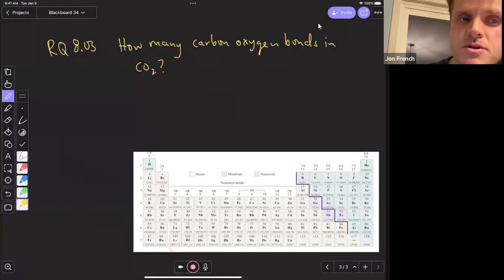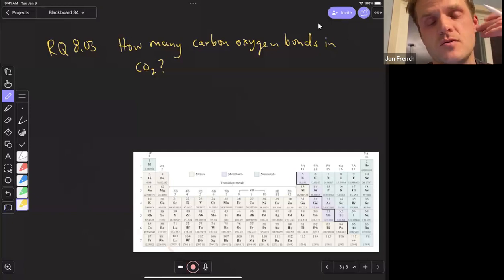Yeah, so if we're reading question 8.03, they ask how many carbon-oxygen bonds would you need to have in CO2? And I think this is a little bit confusing in how they word the question because you might be inclined to answer just for one carbon-oxygen, but we have two separate carbon-oxygens, right?